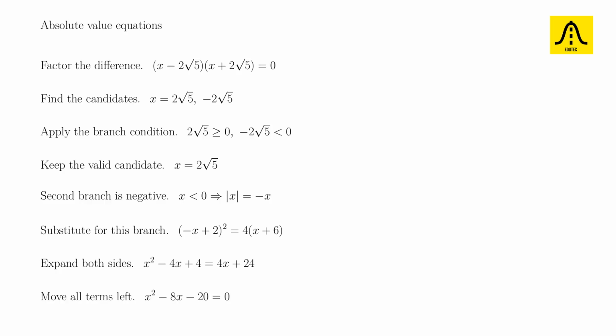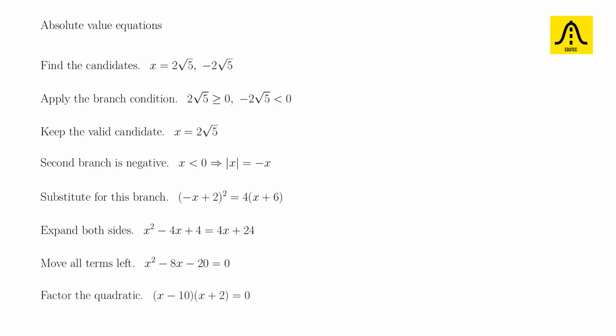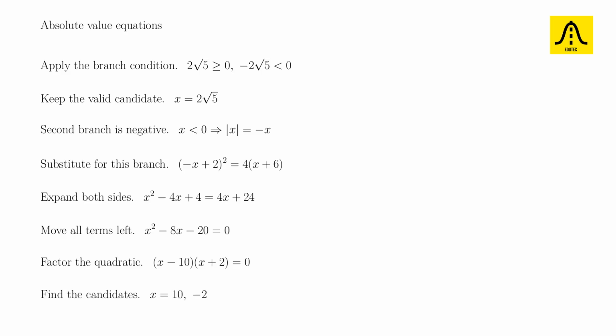Move everything to the left side and combine like terms. This quadratic factors into two linear factors. The candidates from this branch are 10 and negative 2.